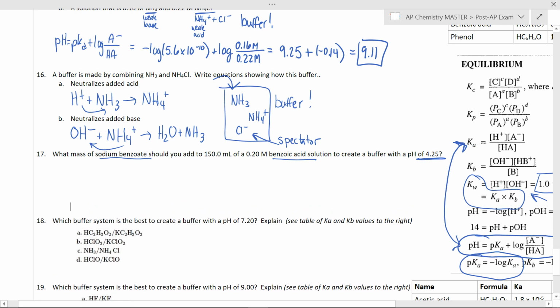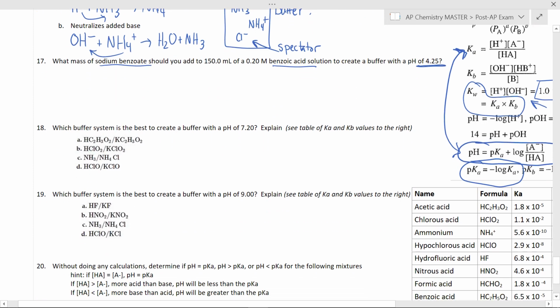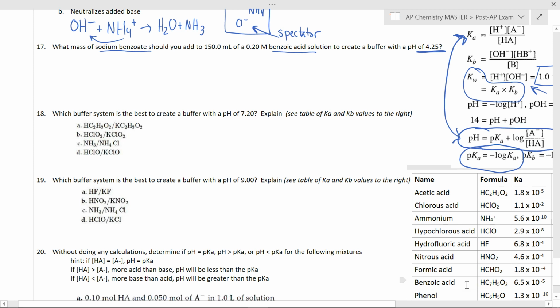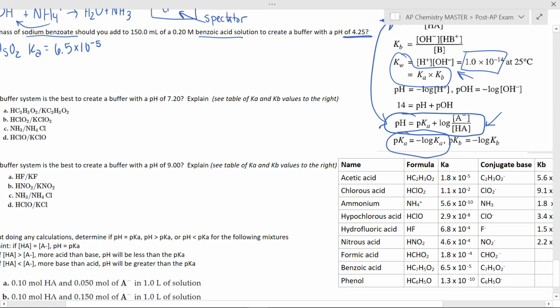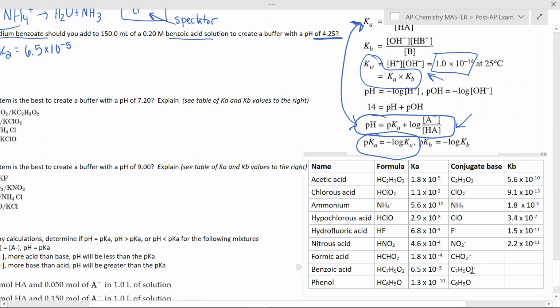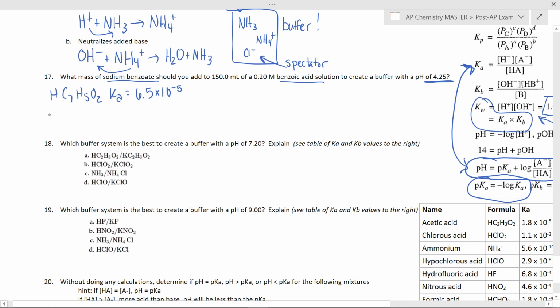The benzoic acid, what is it? Well, remember we've got this info off to the right here. So benzoic acid, here's the formula: HC7H5O2. It has a Ka of 6.5 times 10 to the negative fifth. Its conjugate base is the benzoate ion. So just take a hydrogen away, you get benzoate. There you go. And if you wanted to add some benzoate to a mixture of benzoic acid, you need to add an ionic compound. So we're going to assume we have some sodium benzoate hanging around.